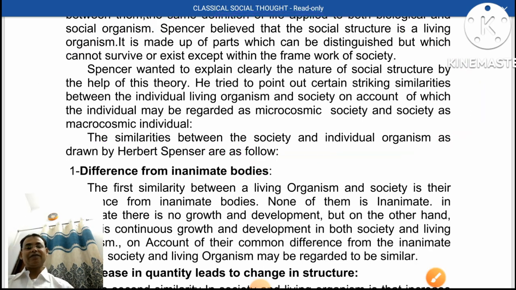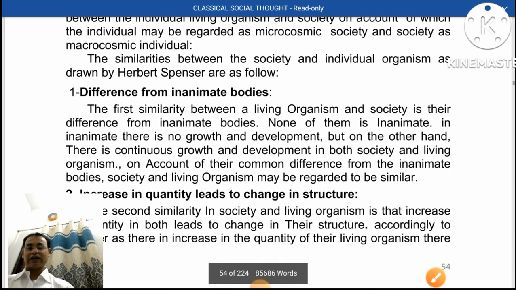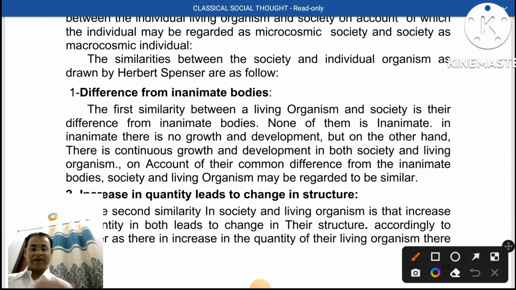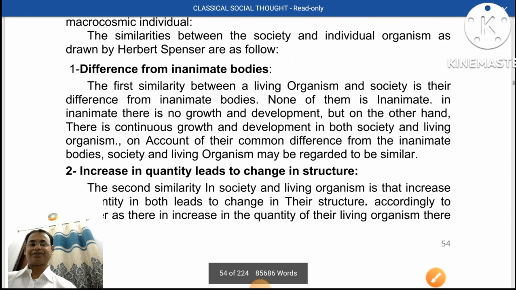The similarities between society and the individual organism, as drawn by Herbert Spencer, are as follows. Here we will see the similarities as well as dissimilarities. First, the differences from inanimate bodies.